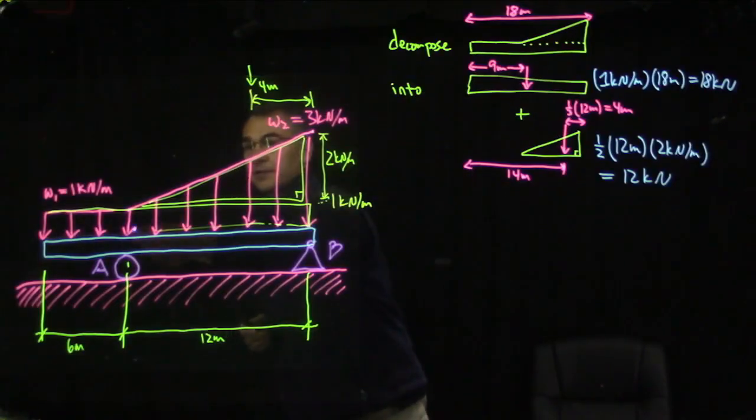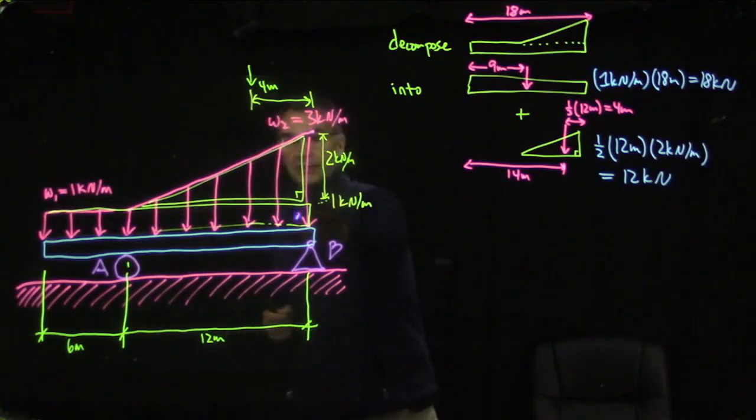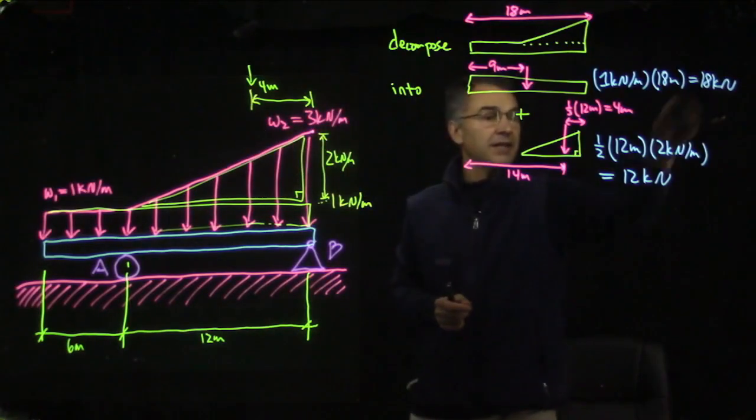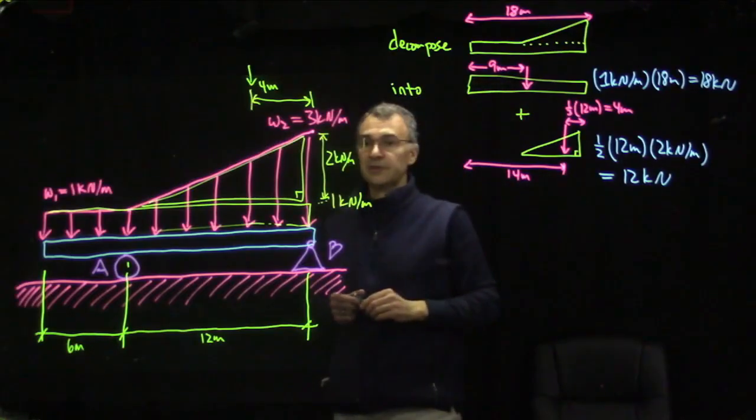Let's take the area of this little chunk before the triangle starts. So that's 1 kilonewton per meter times 6 meters, which is 6 kilonewtons. And then this chunk should have an area which is the average of its height times the length. So the average here is between 1 and 3. The average is 2. So 2 kilonewtons per meter, the average intensity here, times 12 meters is 24. So 6 plus 24 is 30 total, and here we got 18 plus 12 is 30 total. Okay, so we got the same total.